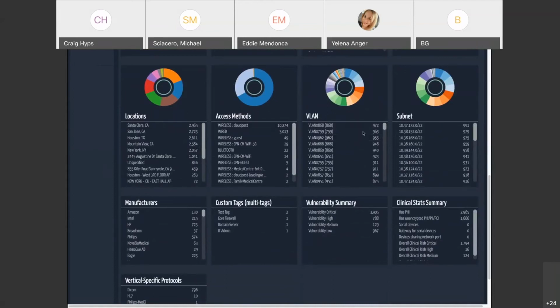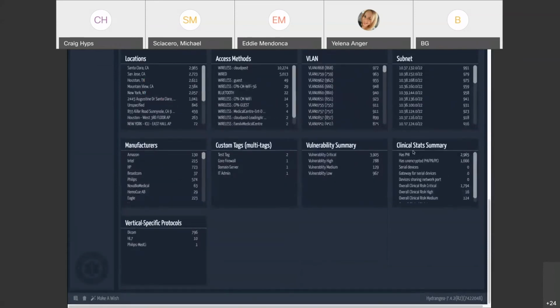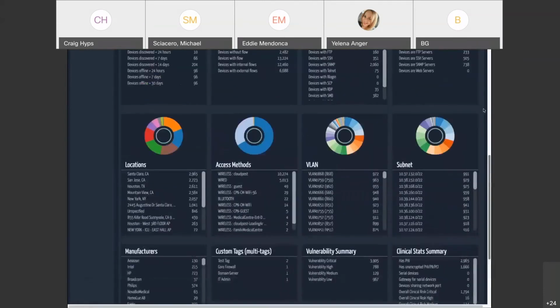How are they connected, by VLAN? And these are all hot links. So if I want to see the 972 devices in this VLAN and find out, if this is my medical VLAN, what things which may be non-medical or high risk are in that same VLAN. And then going further into the system in terms of other critical stats. So we're not just discovering the direct devices, but we can also detect the devices which are connected behind serial and other gateways in the system.